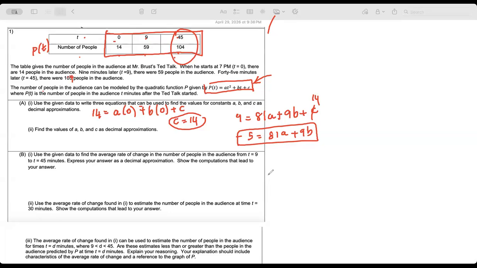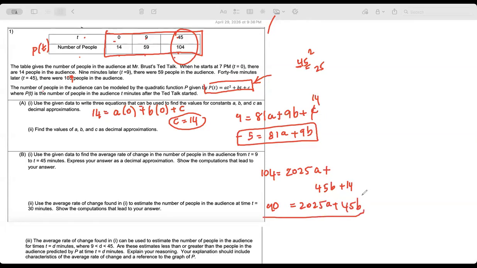Now for the third equation, what do we do? 104 will be equal to A times t squared. 45 times 45 is what? 2025, right? See, 45 squared, how do you find out? 25 you write it and then 4 times the next number. So 2025A plus B times t, so 45B plus C is 14. Now subtract that 14 here, it becomes 90 will be equal to 2025A plus 45B.